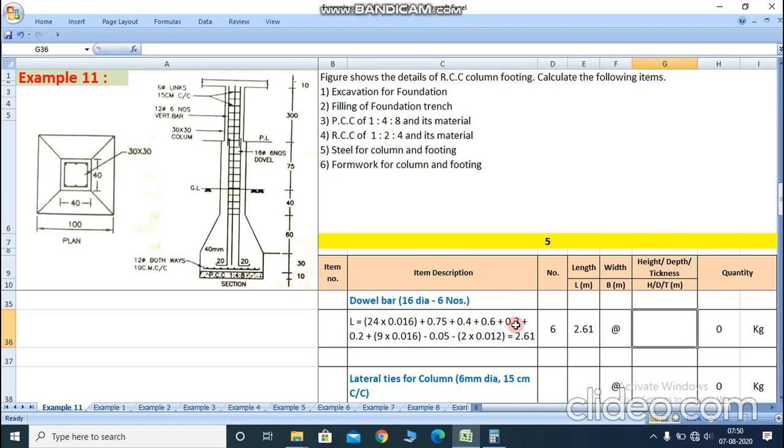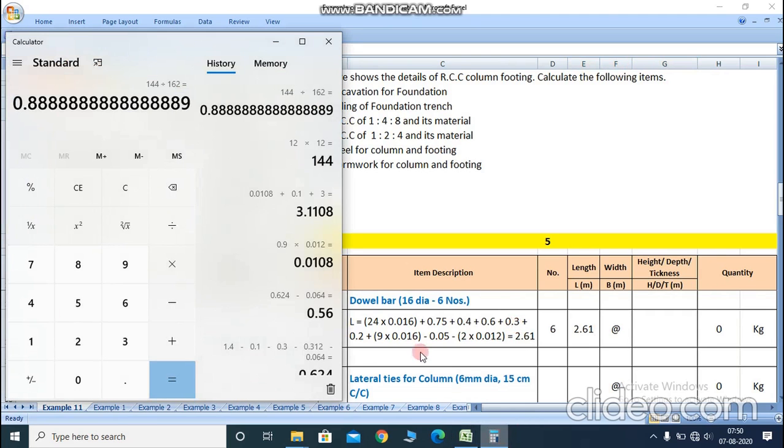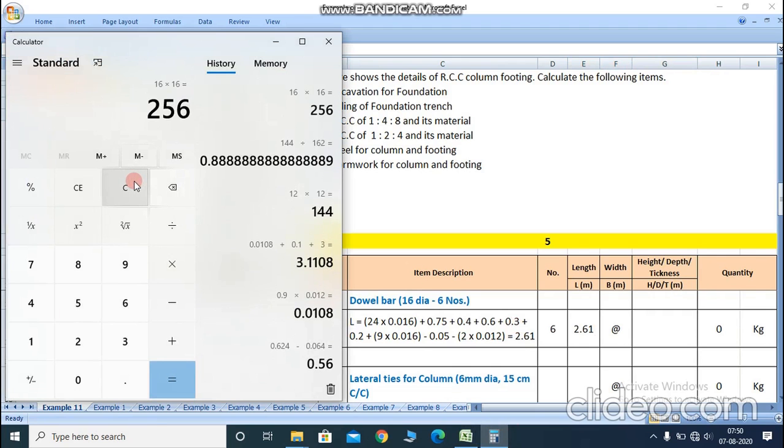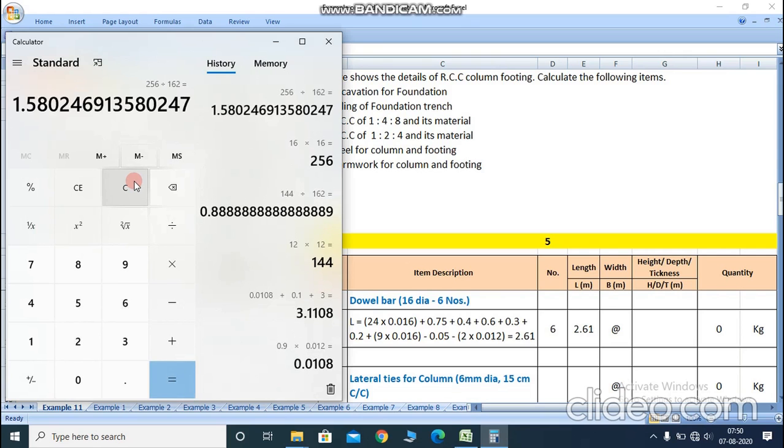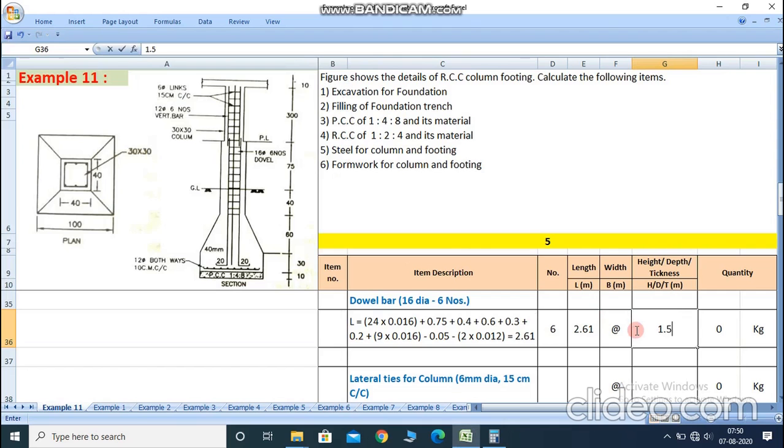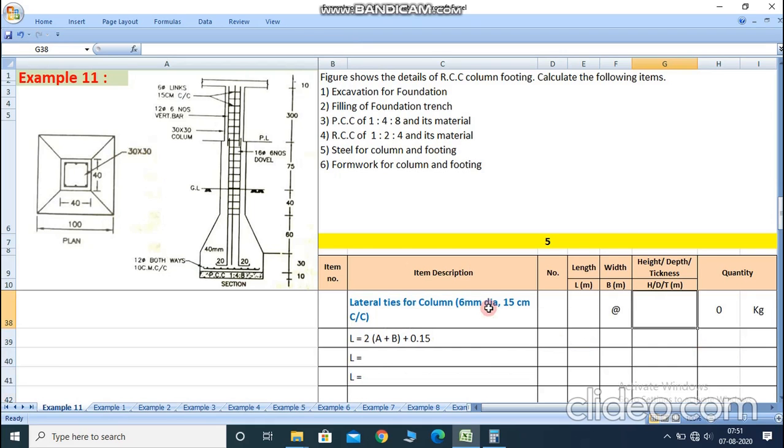Then we calculate the per meter length weight of the bar: 16 squared divided by 162. So the answer is 1.58 kg per meter. So multiplication of 6, 2.61 and 1.58, total 24.74 kg weight of the dowel bar is required. 16 mm dia, 6 numbers of bars are required.